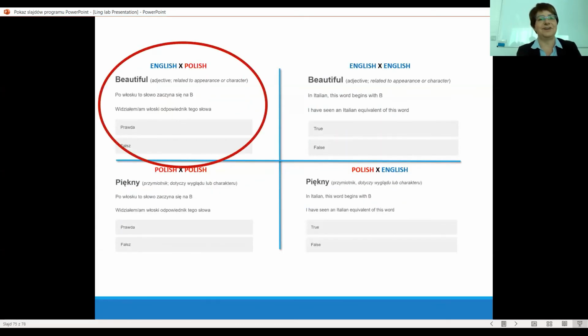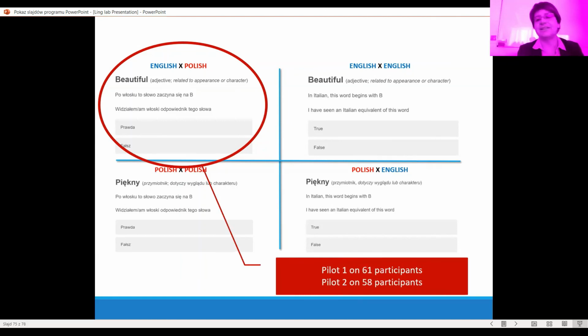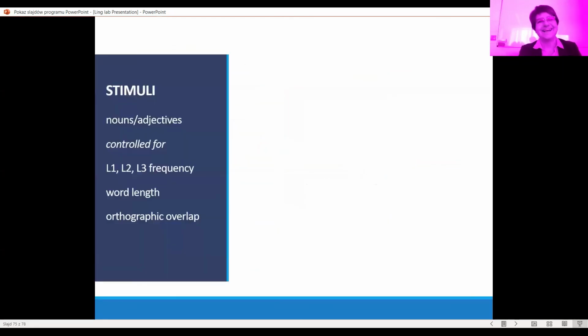Finally, we decided on the presentation of the word in English to activate English, and the instructions in Polish to activate Polish, and they had to produce the word in Italian. That was piloted on over 120 participants from the University of Warsaw. That was our study done in the times of the pandemic, mostly online. And I'm finishing right now.